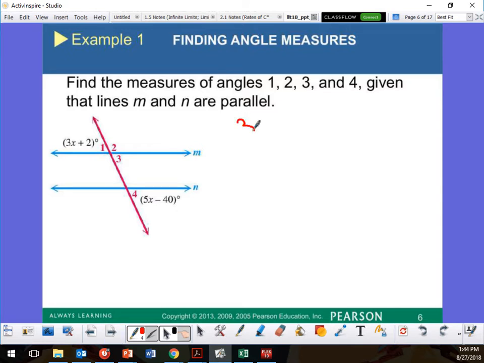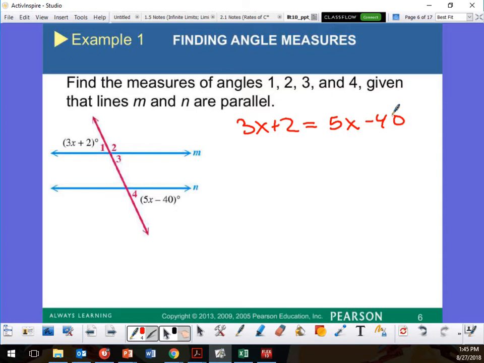So I'm going to go 3x plus 2 equals minus 40. Very good. Start by subtracting or combining like terms, to whichever side you want, actually. I'm going to move the variable to the right. Why would I do that?